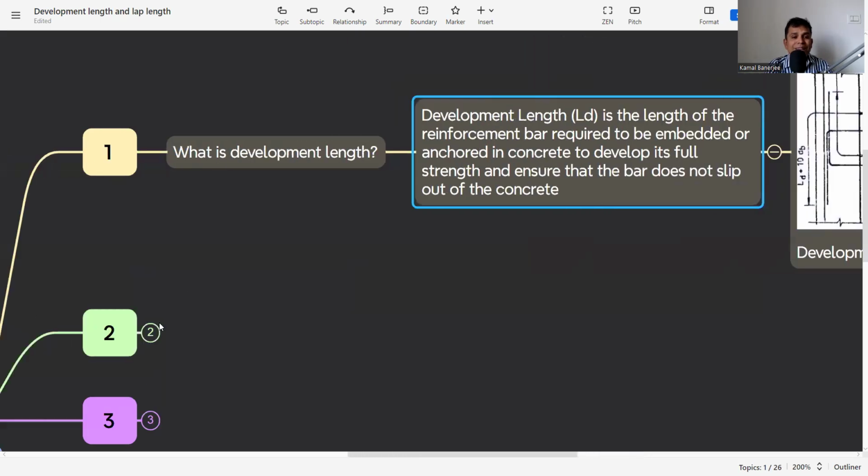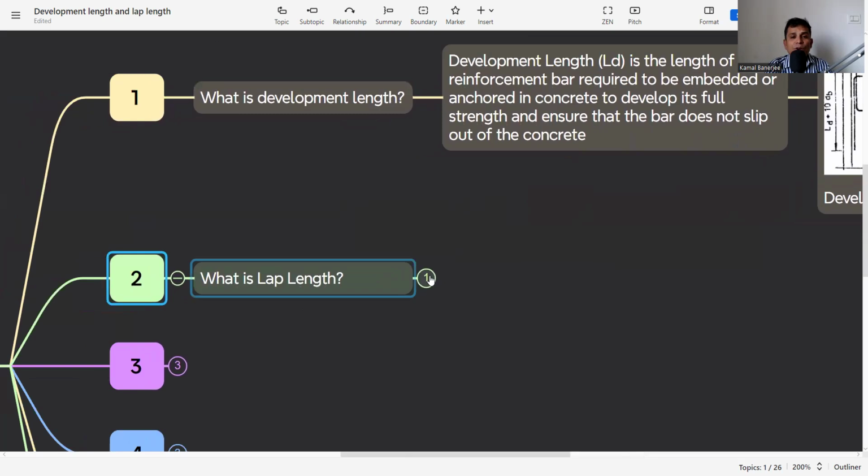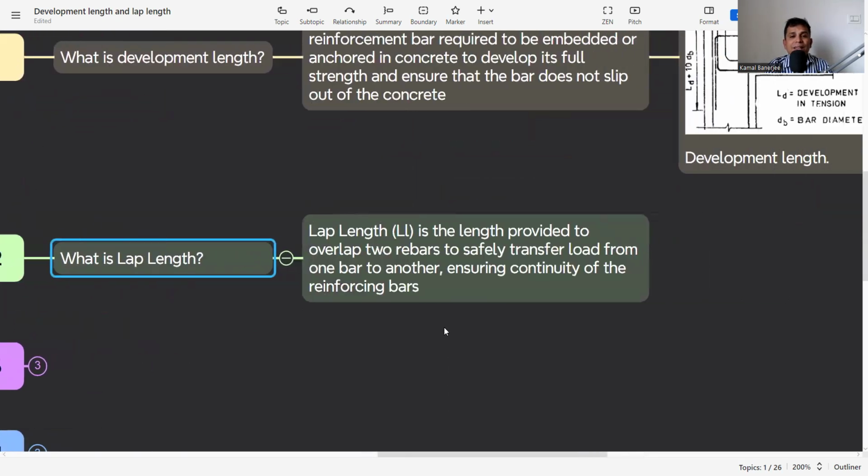Now we need to know what is lap length. Lap length, by definition, what is that? Lap length is the length provided to overlap two bars to safely transfer load from one bar to another, ensuring continuity of the reinforcement bar. Here it is transferring the load from one bar to another bar. Why? See, the standard length of the bar is 12 meter.